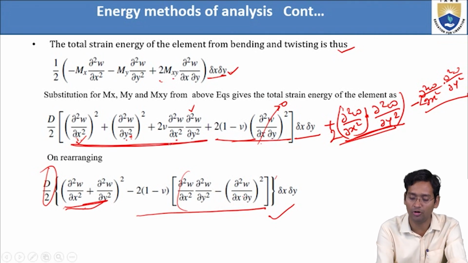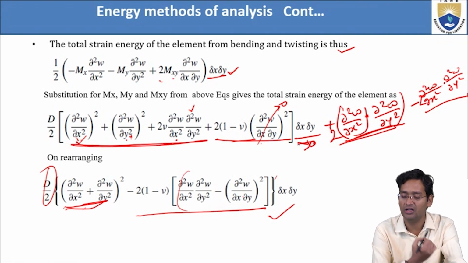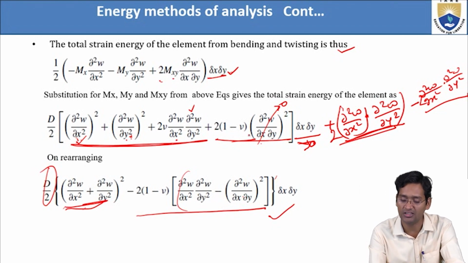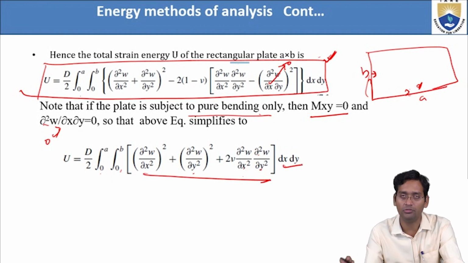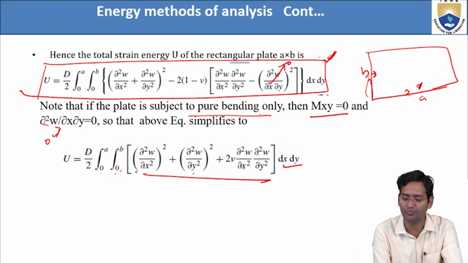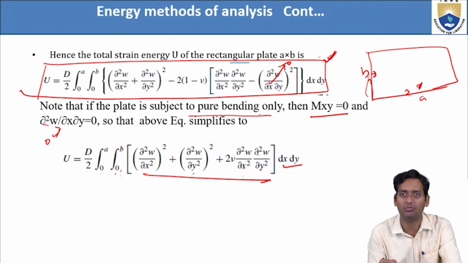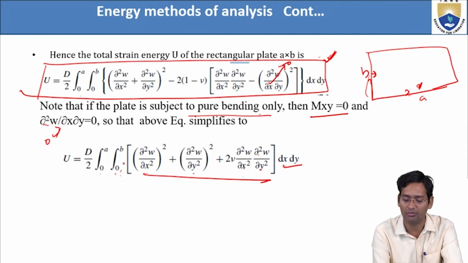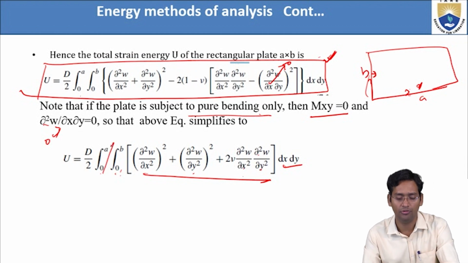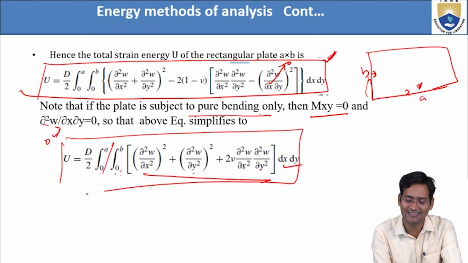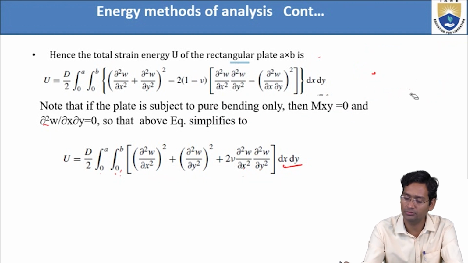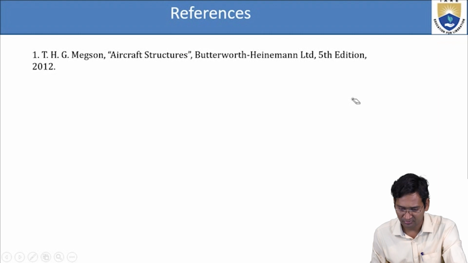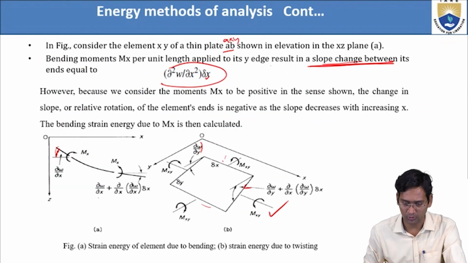The same way, just go in reverse, or you can substitute ∂²w/∂x∂y here, and you will get these three terms. So C into dx into dy. Now integrate one by one: first for y from 0 to b, when x will be constant, next for x, when y will be constant, with limits 0 to a, and you will get the total strain energy U. Okay, so now we have the total strain energy U. Now just see once again quickly.